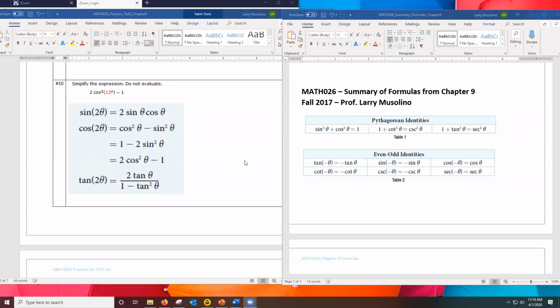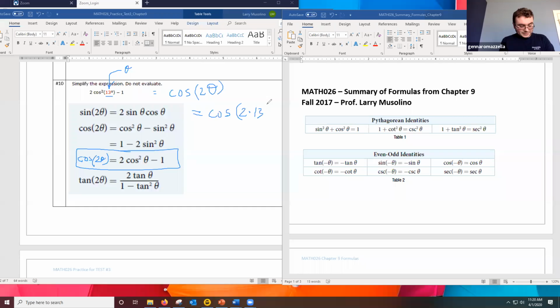Number 10 is a similar kind of setup. They're giving me 2 cosine squared 13 degrees minus 1. So my job here is to try to match that expression to one of the formulas. And I'm noticing right here is a match that says that cosine 2 theta is equal to 2 cosine squared theta minus 1. All I have to do is recognize that in our example, theta matches up to 13 degrees. So this expression is the same as cosine 2 theta, but in our example, theta is 13 degrees. So this is cosine 2 times 13, 26, which is cosine 26 degrees.